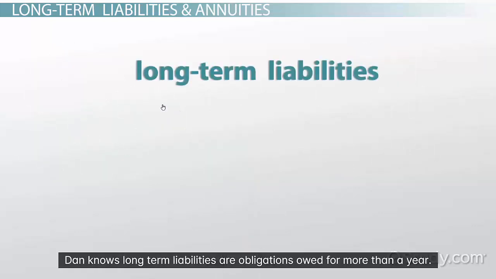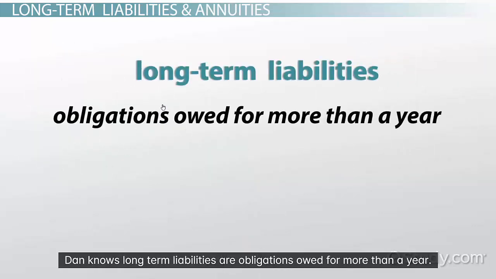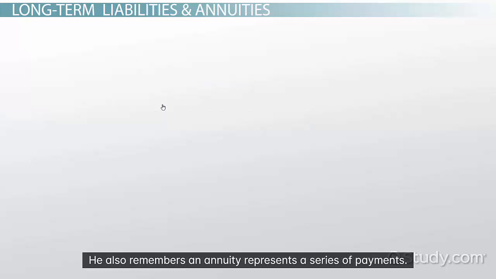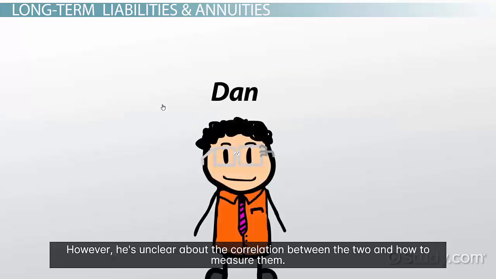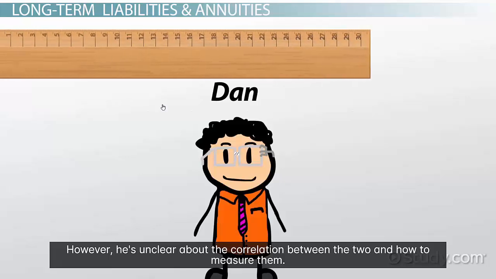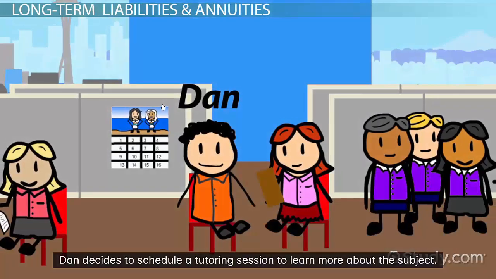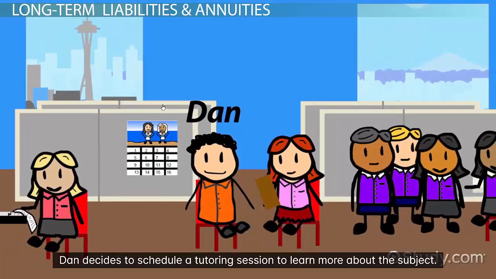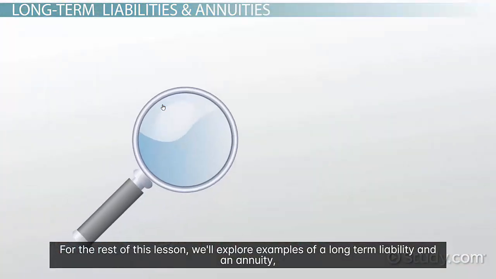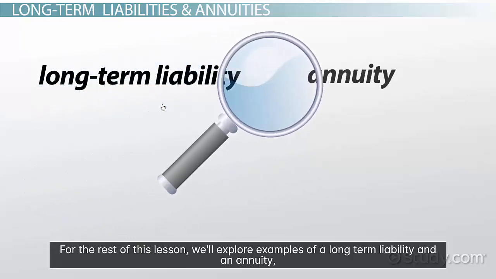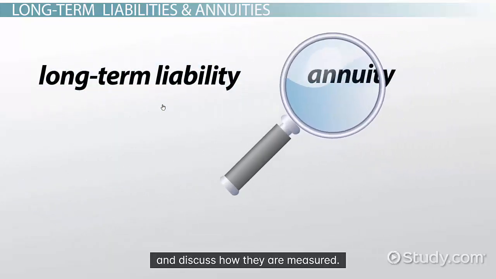Dan knows long-term liabilities are obligations owed for more than a year. He also remembers an annuity represents a series of payments. However, he's unclear about the correlation between the two and how to measure them. Dan decides to schedule a tutoring session to learn more about the subject. For the rest of this lesson, we'll explore examples of a long-term liability and an annuity and discuss how they are measured.